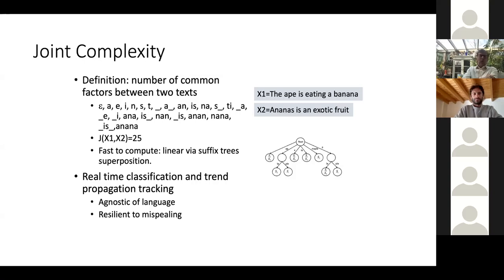And for example, for Twitter, this is important because you may have trends that appear very quickly, and you don't have time to train a neural network on this new topic. So the joint complexity can basically take the lead until the deep neural network converges.